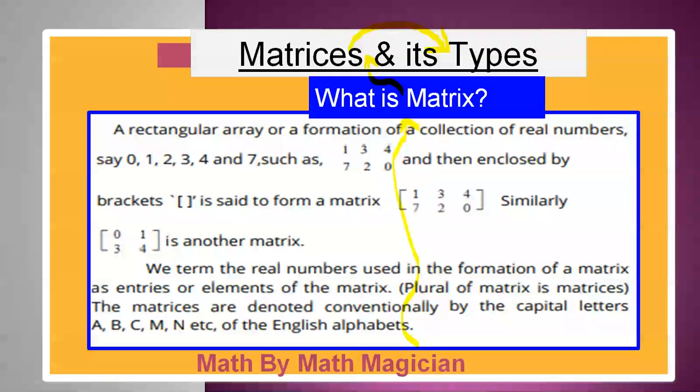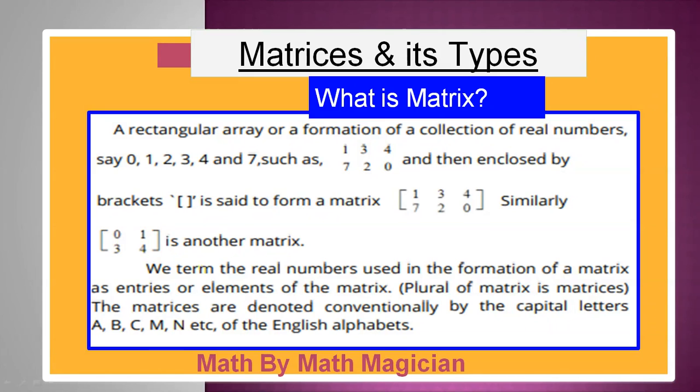So how can I make a matrix, the formation of a matrix? We can collect some real numbers, arrange them in a specified manner, and after that enclose them in a bracket. It should be a square bracket. So it forms the matrix. What I am doing is taking some numbers and enclosing them in a bracket, so this will give me a matrix.